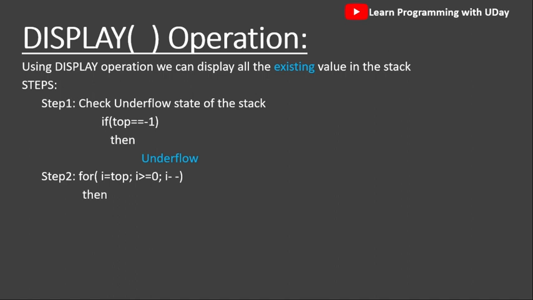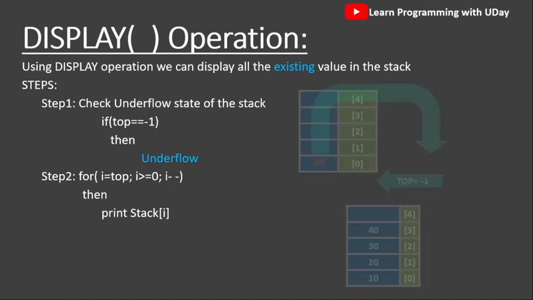I keep repeating this loop until I reach i equals 0. All I simply do is access the ith position of the stack and display the corresponding value. I keep repeating these steps till I reach i equals 0. Let us pictorially represent them.